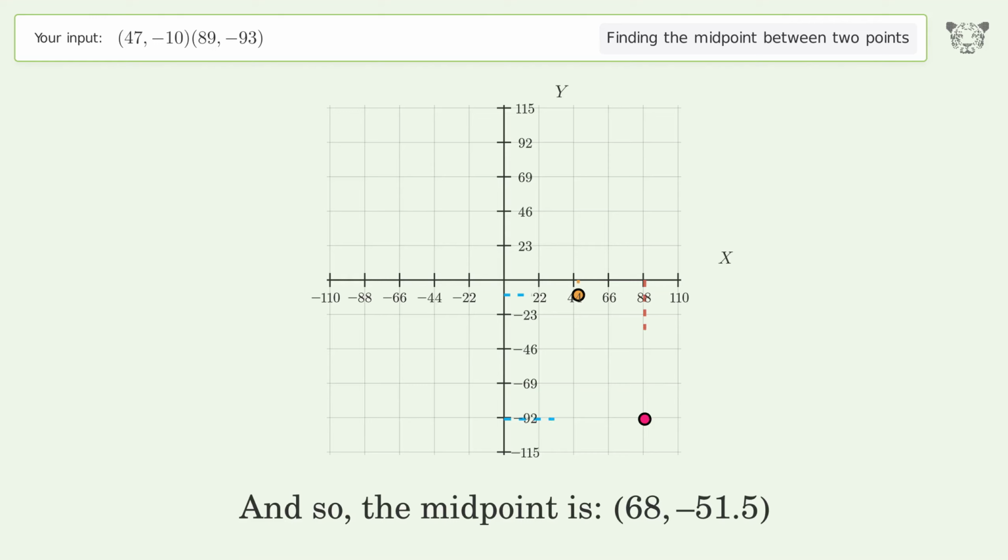And so, the midpoint is 68, negative 51.5.